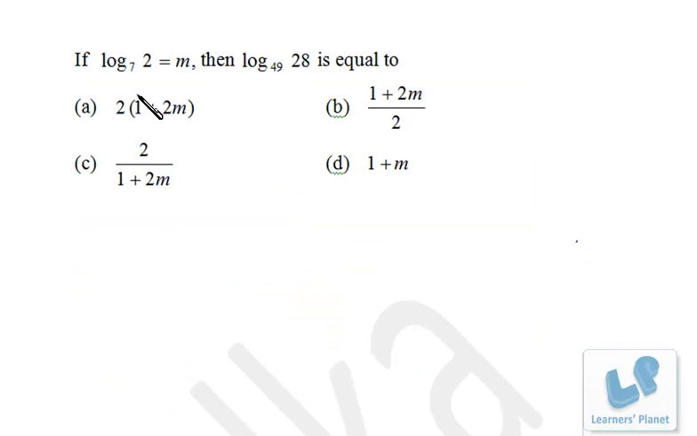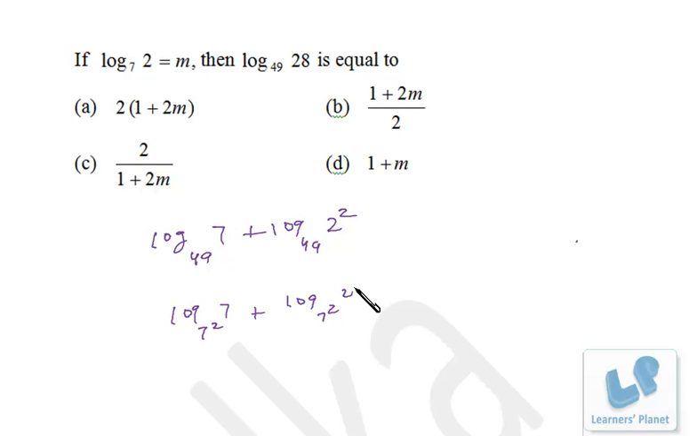Now this question, log 2 to the base 7 is equal to m, then we have to find out the value of this. So this is actually log of 49 and this is 7 into 4, so I write this and this is this, right? 4 is 2 square. Now this is what? 7 square. This is also 7 square, 2 square. So this square will come this side. So this is 1 upon 2 log 7 to the base 7. So that will be 1. Here 2 and 2, 2 by 2, that will be 1.